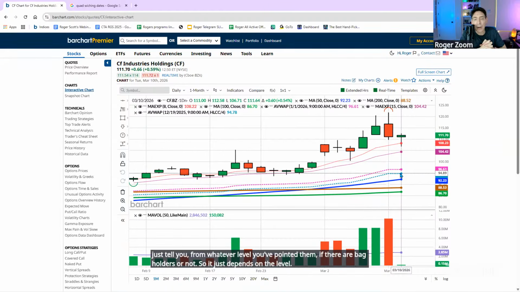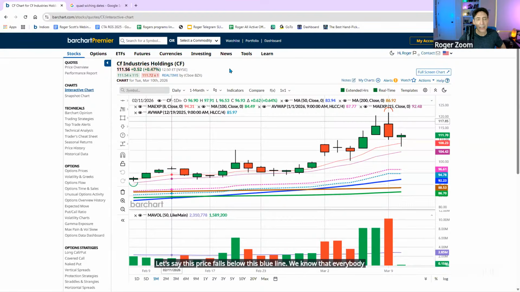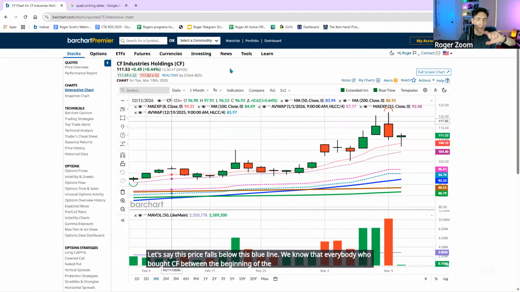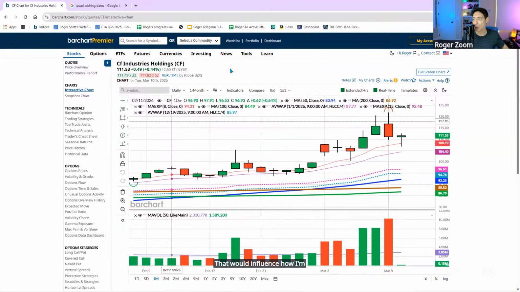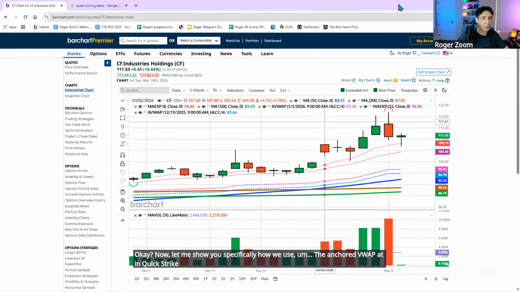If, for example, let's say this price falls below this blue line, we know that everybody who bought CF between the beginning of the year, or whatever we said the VWAP was anchored to, and right now is a bag holder. That would influence how I'm looking at price action. Okay. Now, let me show you specifically how we use the anchored VWAP in Quick Strike. That's the program that I'm going to be talking about shortly.